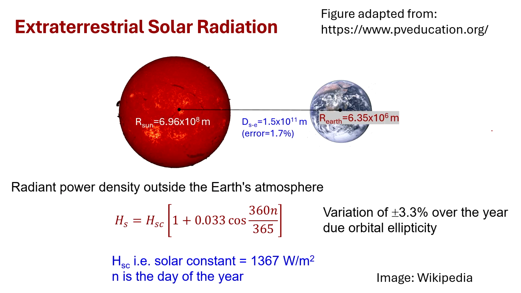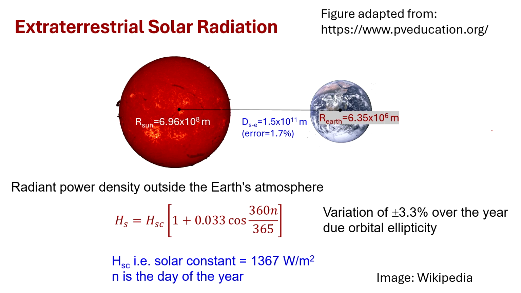This is also dependent upon the day of the year. The radiant power density that is available outside the Earth's atmosphere is empirically determined as H SC, the solar constant, multiplied by 1 plus 0.033 into cos of 360 n divided by 365, where n is the number of the day of the year, and H SC is the solar constant, which is 1367 watt per meter square, or some people also write it as 1350 watt per meter square.